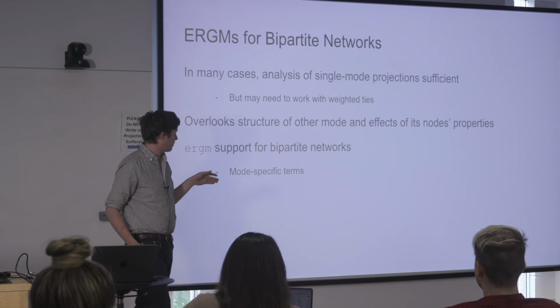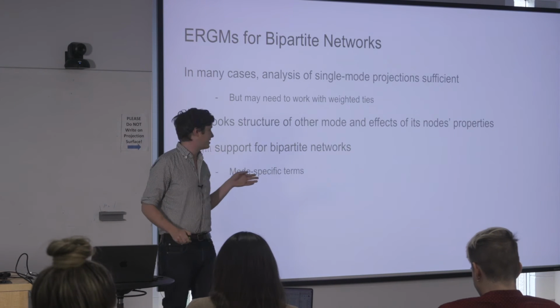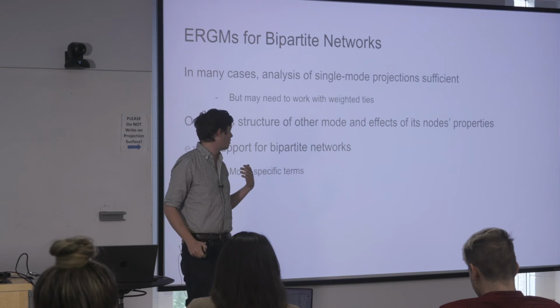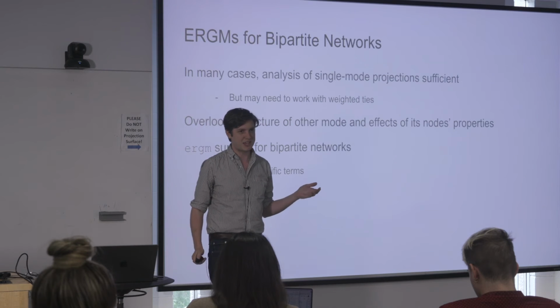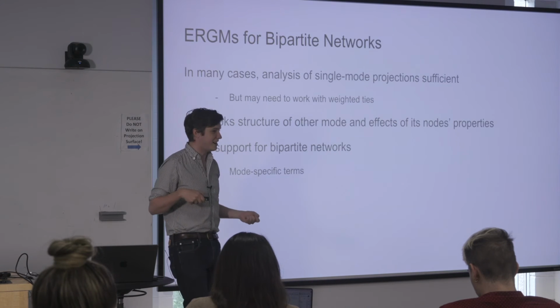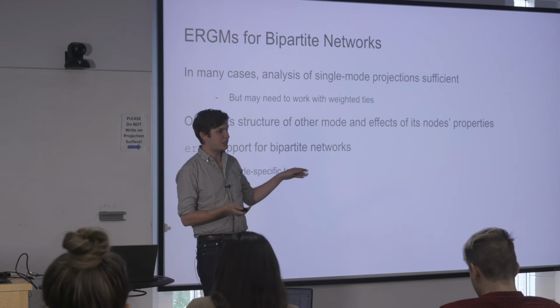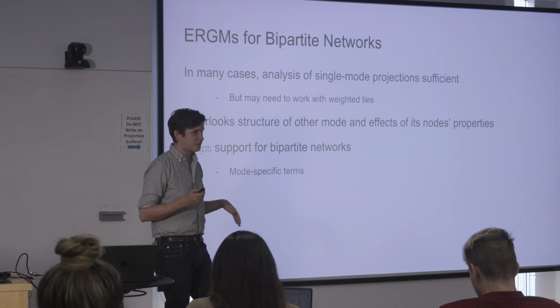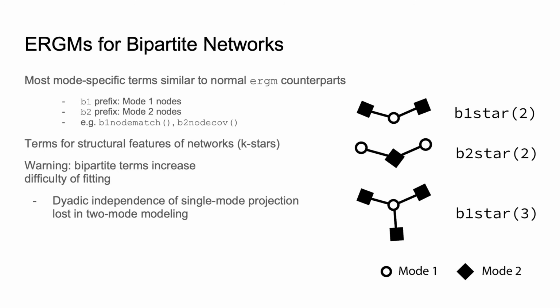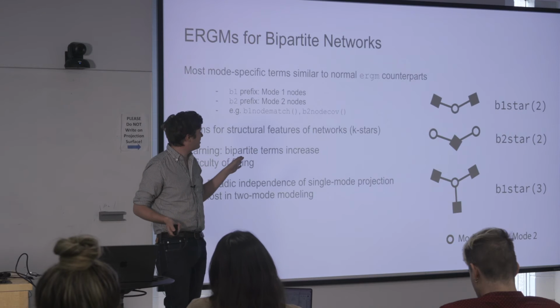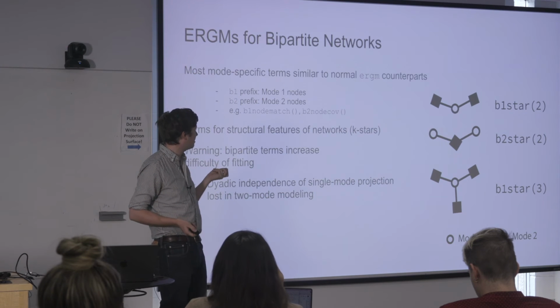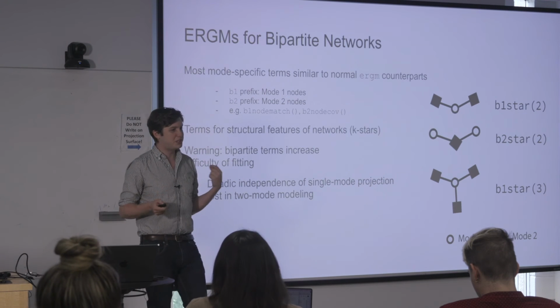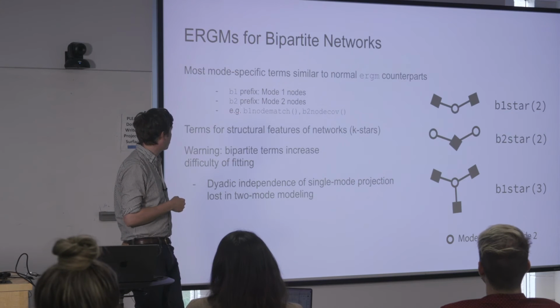Fortunately, ERGM offers support for bipartite networks, in the form of mode-specific terms by default. When you create a network object, it has that specification, whether this is a bipartite network or not. When you feed that network object into ERGM, you're easily able to include terms based on which mode you're interested in. Most mode-specific terms are pretty similar, if not identical, to their single-mode counterparts when you're specifying ERGMs. The only difference is that there's usually a prefix in the term that you're including.